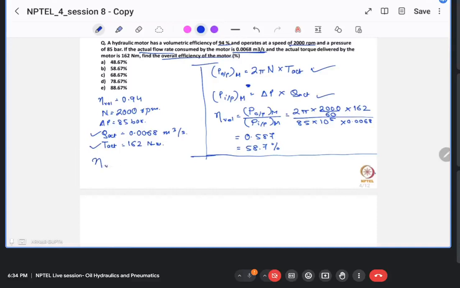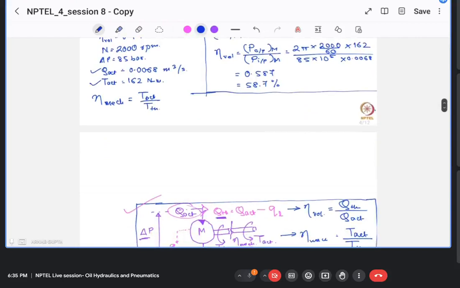So your volumetric efficiency you already know. You have to calculate the mechanical efficiency. Your mechanical efficiency is actual torque divided by theoretical torque. How will we calculate the theoretical torque? By equating the fluid energy and the mechanical energy, that is, the theoretical values of both. So delta P into Q theoretical is equal to 2 pi n into T theoretical.